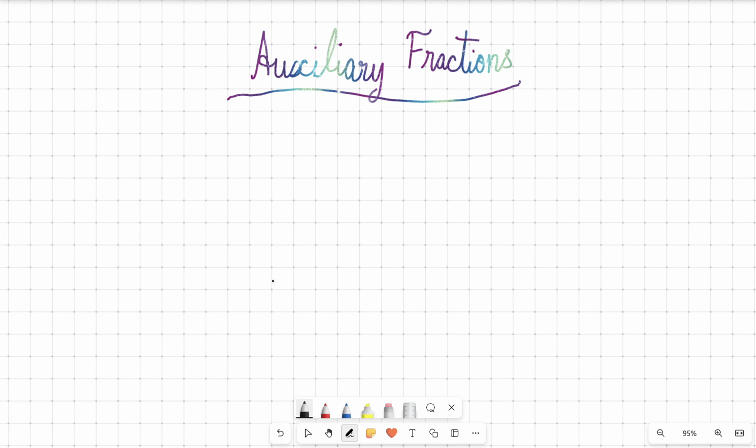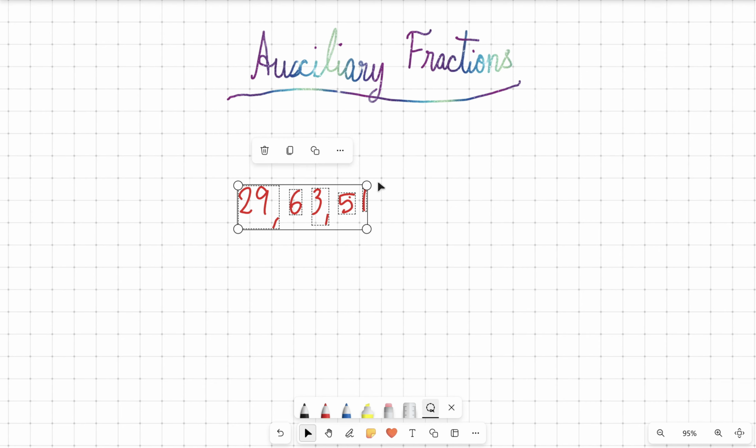Today, we'll be learning a technique called auxiliary fractions. There are many instances where you have to convert fractions into decimals. Sometimes you may have easy denominators to divide with, like 2, 3, 8, 5, etc. But what will you do when you have denominators like 29 or 63 or 51?